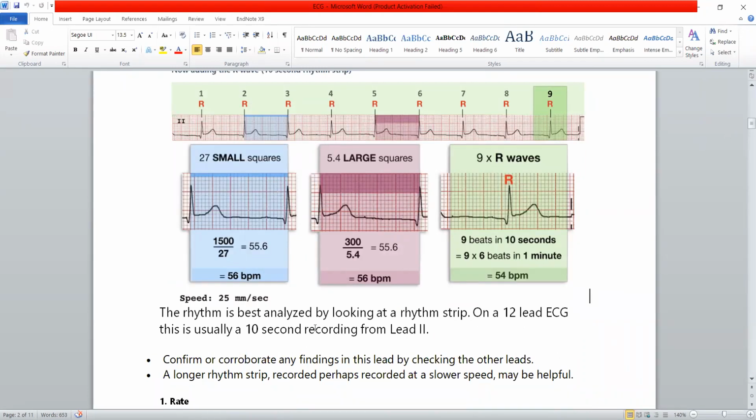The rate and the rhythm are best analyzed by looking at the rhythm strip on a 12-lead ECG. This is usually a 10-second recording from lead 2. So the rhythm strip, as I told you before, on a standard ECG is normally a 10-second-long recording from lead 2.